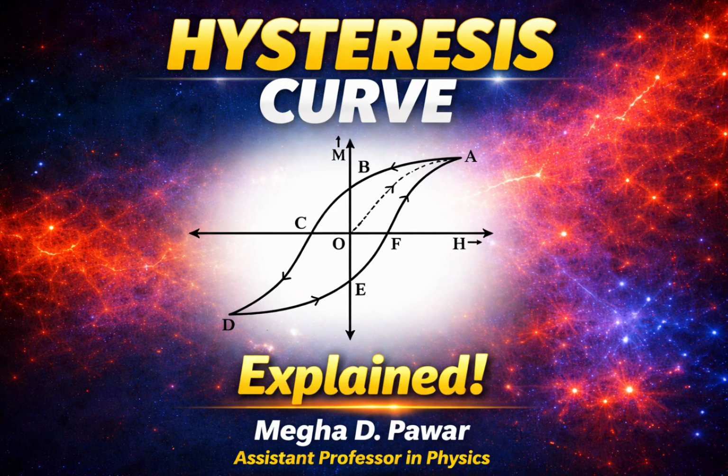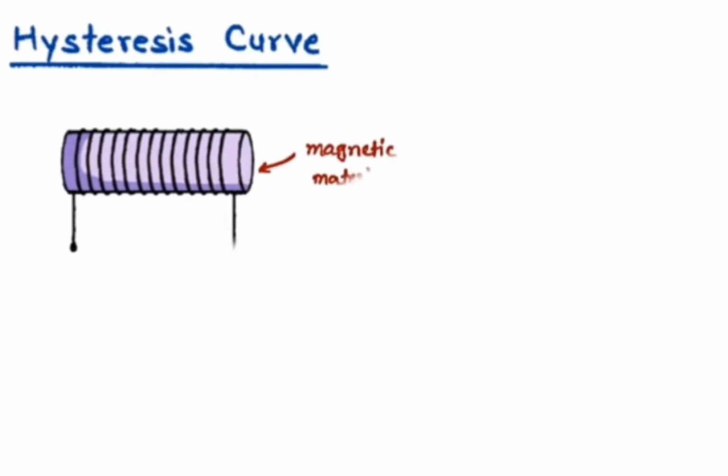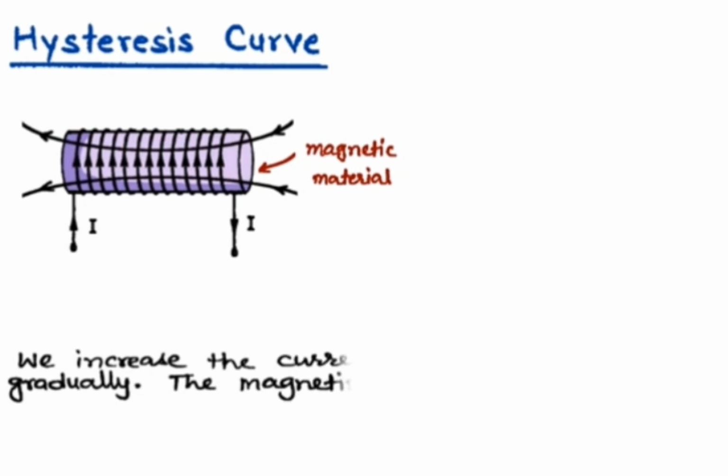Hello students, today we are going to learn about the hysteresis curve for ferromagnetic materials. We have a solenoid around a ferromagnetic material. When we flow an electric current through this solenoid, a magnetic field is produced along its axis. This causes the material to start magnetizing.